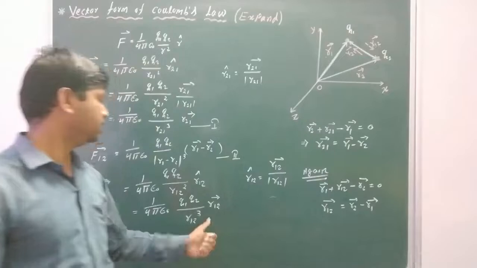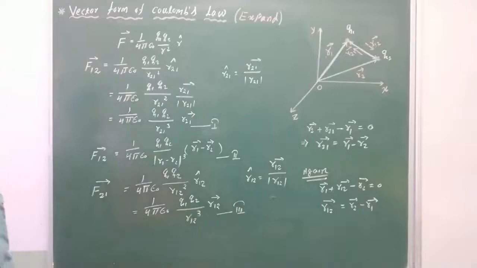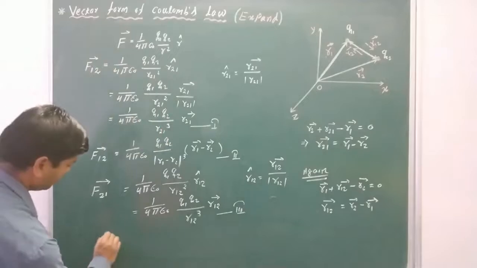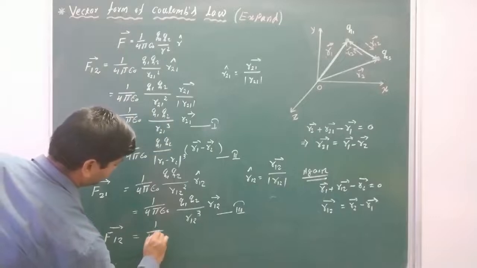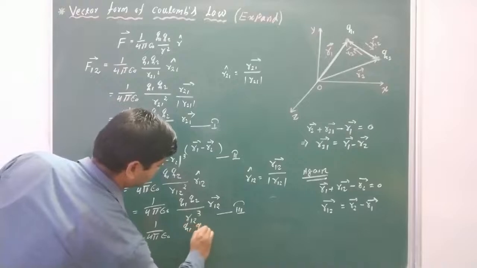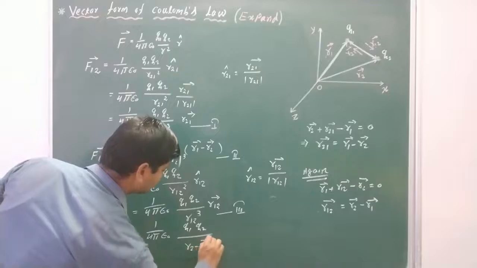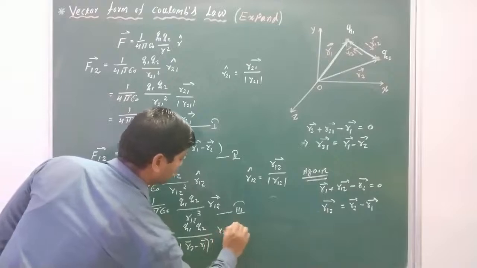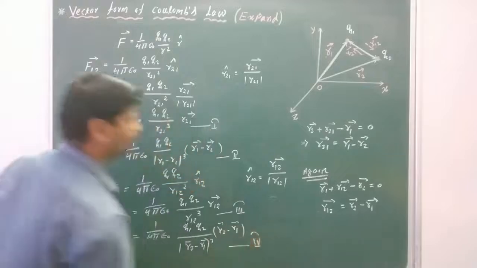Now putting this value in this equation. Let this equation be 3 here. Now putting the value in equation 3, then we can write here F12 vector is equal to 1 by 4 pi epsilon naught into Q1 into Q2 by R2 minus R1 mod cube into R2 minus R1 vector. That is equation 4.